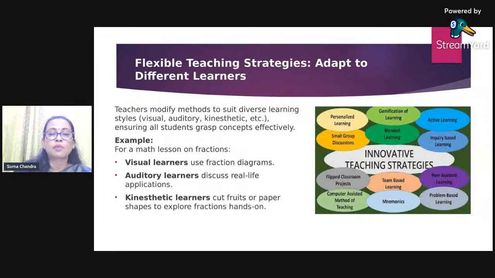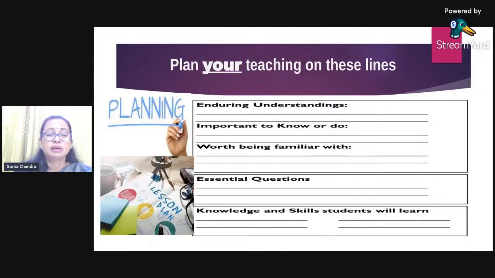So, let me share with you the lesson plan format. Keep these pointers in your lesson plan. Number one, enduring understanding. When you write the plan, important to know or do, worth being familiar with, essential questions we should ask, and knowledge and skills which the student would develop after your session. Remember, planning is very, very important.